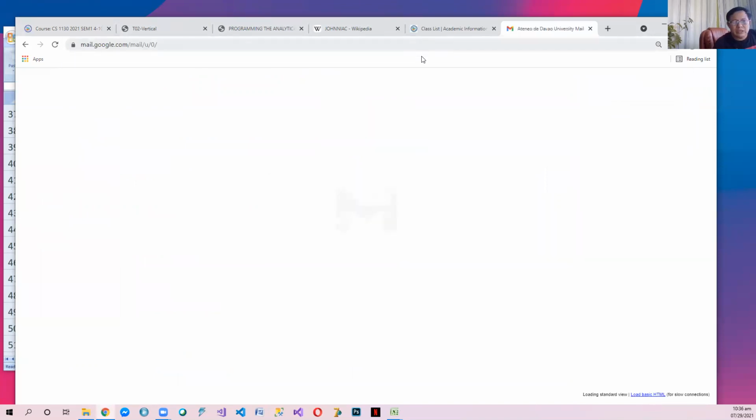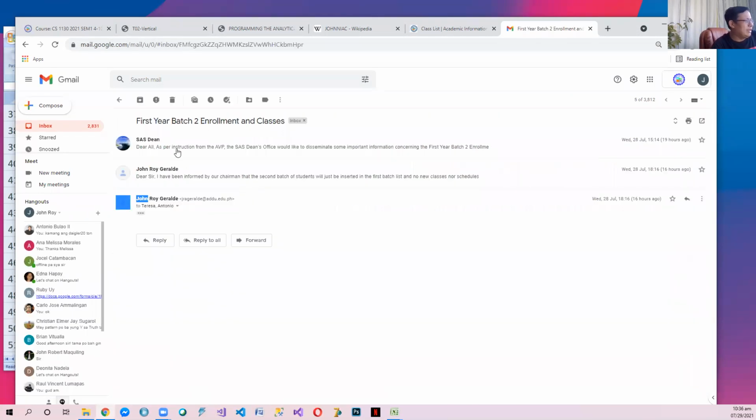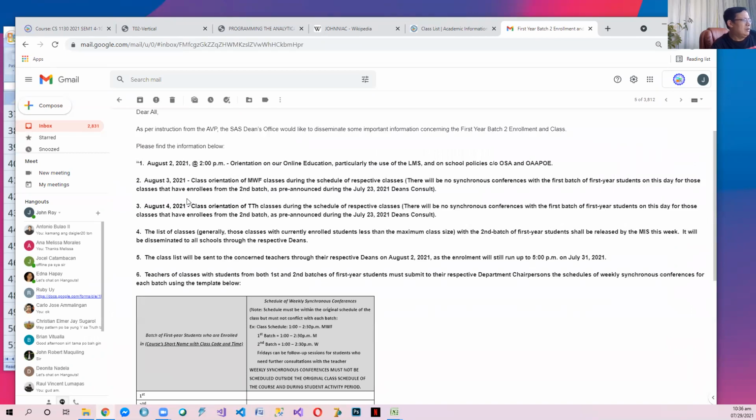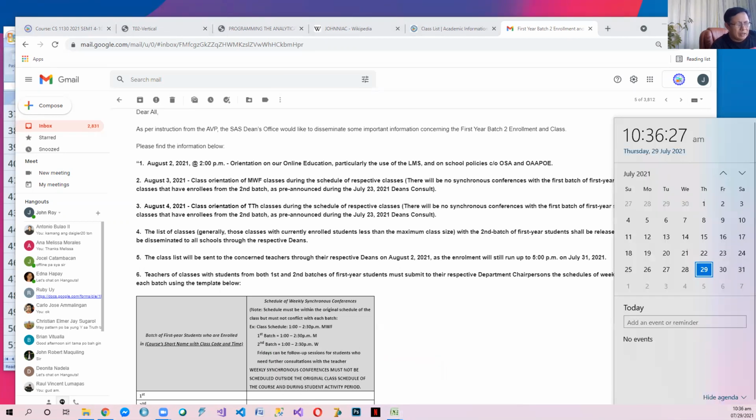Let me show you the Gmail. Because there's a new batch of students, by the way, first year, no? There it is, no? I'll show you the email, okay? Ito. August 3 and 4 will be the orientation of the second batch of first year students. Okay? So if you will not meet on August 5, what we'll do is I can set the deadline to August 9.